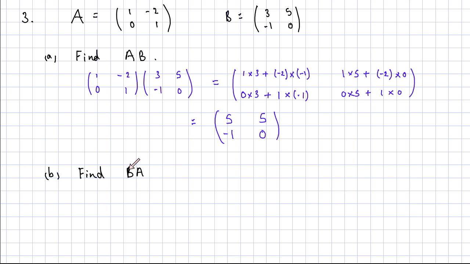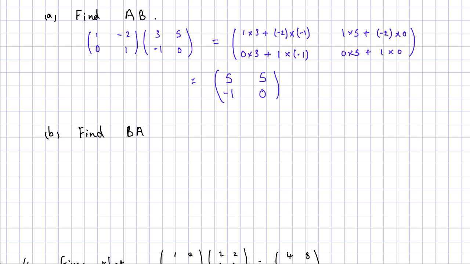It says find BA. Now here, remember I said the order is important, and now we'll see why it's important. Okay, so this time we're going to do it in the other order. The B is going to be on the left and A is going to be on the right. Okay, so let's do that and see what we get.